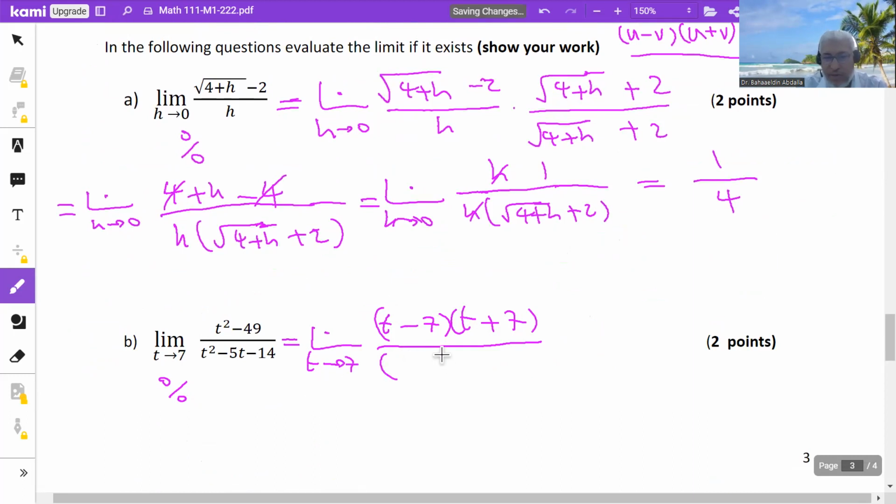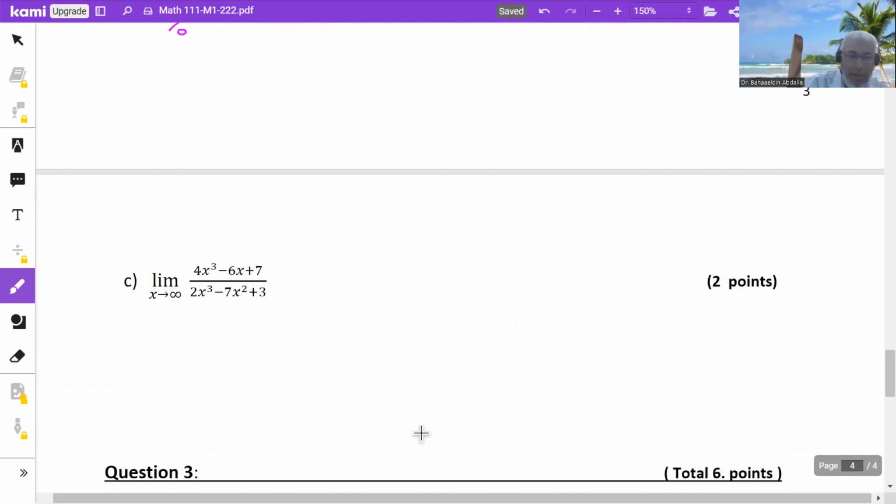Here are 3 terms. I can factor them. T squared is t times t, and I can search for 2 numbers. Their product is negative 14, and their sum is negative 5. So negative 7 and positive 2. Negative 7 times 2 is negative 14. Negative 7 plus 2 is negative 5. Now I can cancel t minus 7 with t minus 7, and I can replace t by 7. 7 plus 7 is 14, and 7 plus 2 is 9. So the answer is 14 over 9.